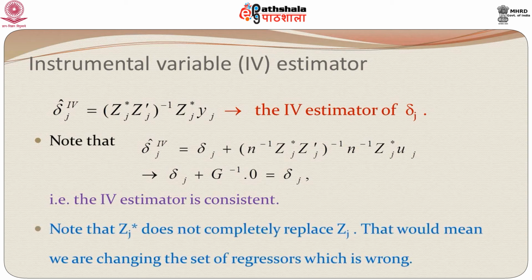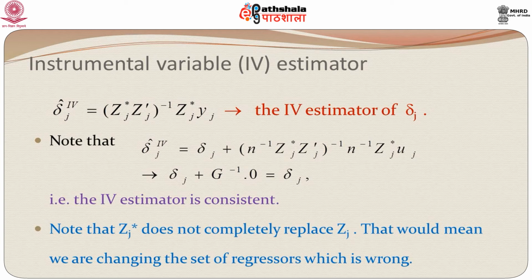One thing about instrumental variables, a mistake that is very often made, is that we do not actually replace zj in the model. We only pre-multiply the model by n inverse zj star prime. So, the zj in the model stays.